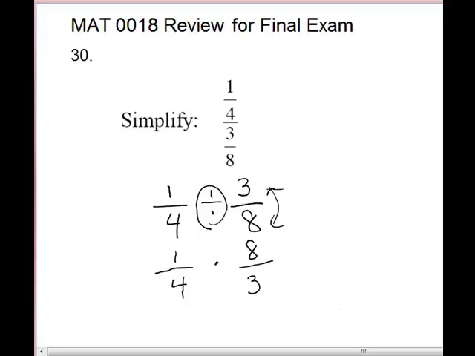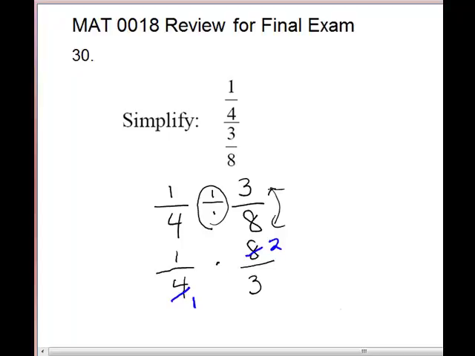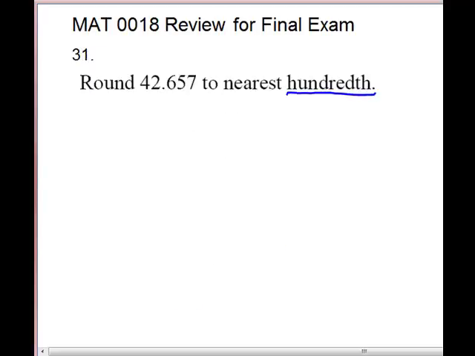Now you have a multiplication of fractions. If you have any common factors on the diagonals, you can divide them out. So on this diagonal, we can divide by 4. 4 will go into 4 once, and into 8 it will go 2 times. The other diagonal, nothing we can do. We don't care about 1. Then we will multiply across. 1 times 2 is 2, and 1 times 3 is 3. 2/3 will not reduce.